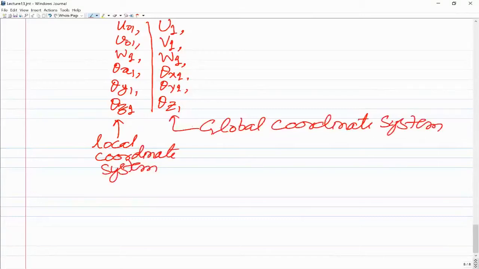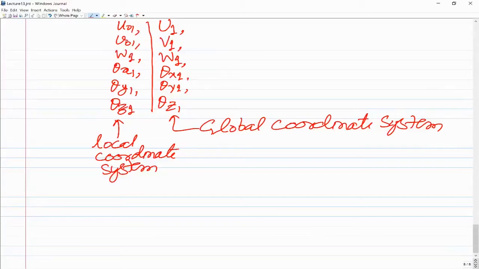So if you look, capital U1 is the displacement of node 1 along the capital X direction. Capital V1 is the displacement of node 1 along capital Y direction. Capital W1 is the displacement of node 1 along capital Z direction. And I'm using a slightly different notation for rotations in the global coordinate system.